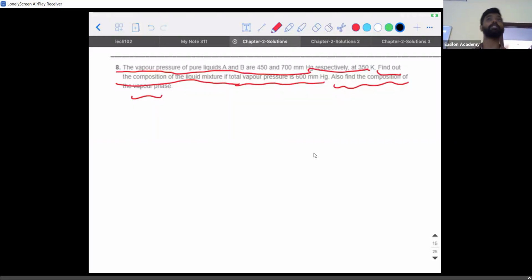They're asking me how much amount of vapors are also present. How much amount of vapors of A, how much amount of vapors of B. Again, when it comes to vapor pressure, it's all about mole fraction. Think about it. Use the formulas and try to get the answer.